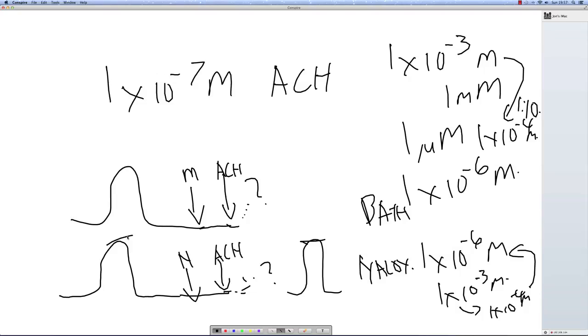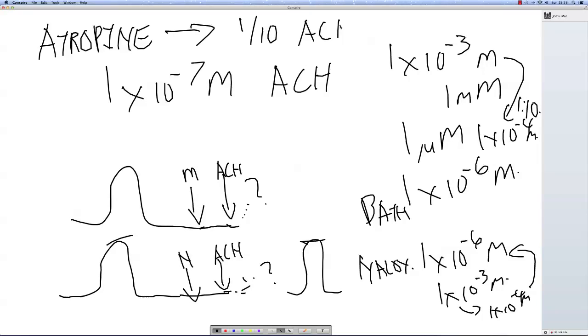In part 5, you are going to do the same as you did for parts 3 and 4, except this time you're going to be using atropine. You all know what atropine is, so you can all predict what effect you're going to see. Atropine is slightly different to morphine and to naloxone. The concentration we recommend you try is 1/10 of the concentration of the ACH that you're using. So if you're using 1 times 10 to the minus 7, we would like you to use 1 times 10 to the minus 8 molar atropine.